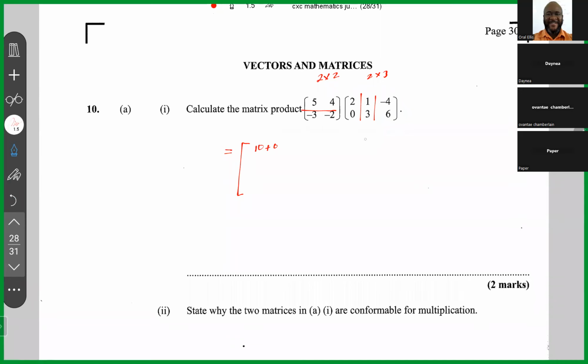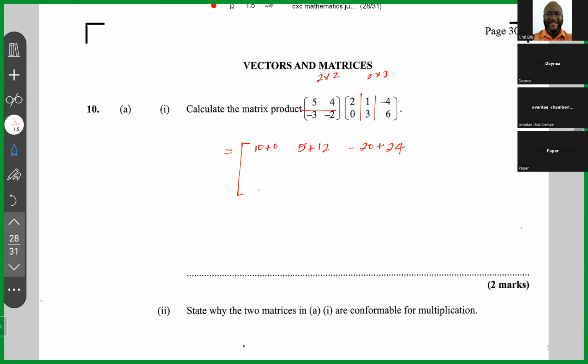Now top row, middle column, 5 times 1 is 5, and 4 times 3 is 12. Top row, right column, 5 times minus 4 is minus 20, and 4 times 6 is 24. I just multiplied the top row by all 3 columns. Now I'm going to multiply the bottom row by all 3 columns.